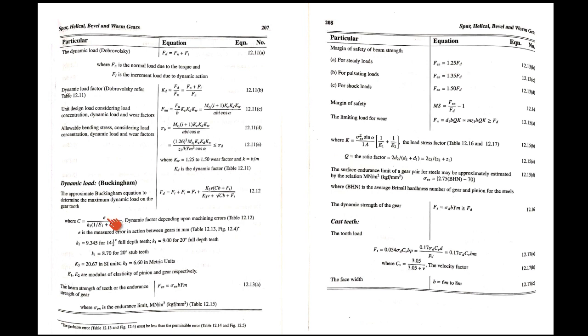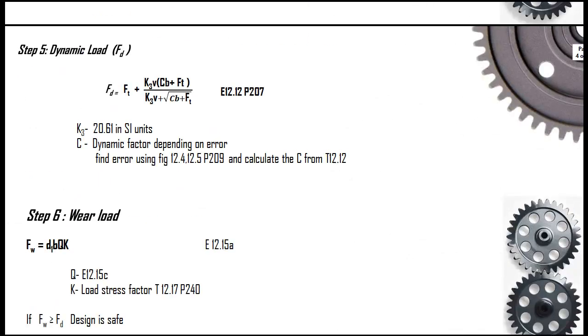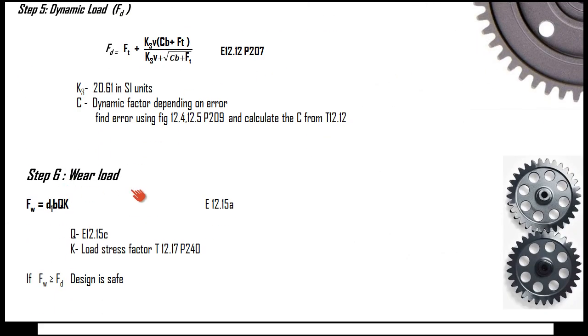Suppose you have the error directly given in the question, and if you have the Young's modulus, you can use this equation to calculate the value of C. That is also accepted, but usually they don't give the error value. We usually calculate the error value. This is how we have to calculate the FD. And after FD, we are supposed to go with the wear load. That is the next step, calculation of wear load.